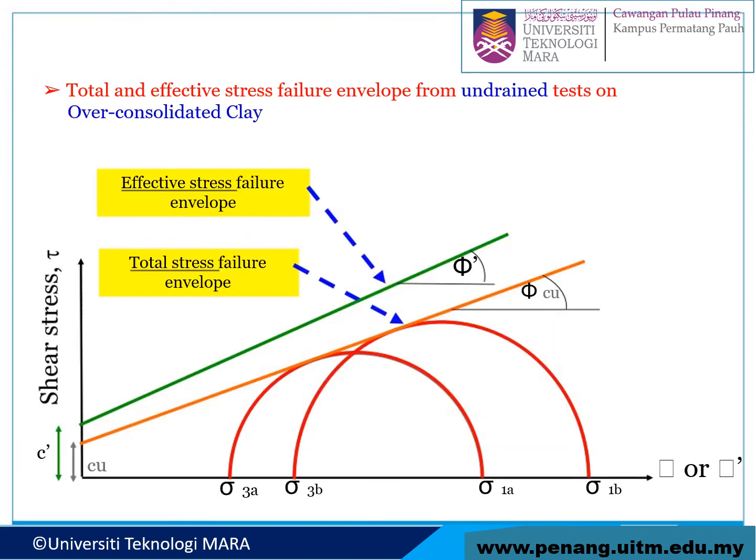So for CU, as explained before, you will get the normal stress. This one is for the total stress analysis for the Mohr circle, and then you will get the values of CU and phi. And then you have the effective stress envelope. Similarly, you will get phi prime and also C prime. So look at this, this one is shear stress versus normal stress, shear strength.